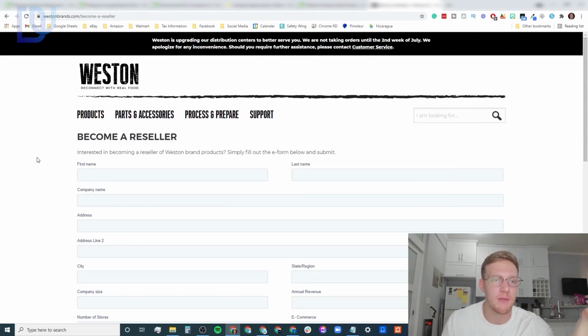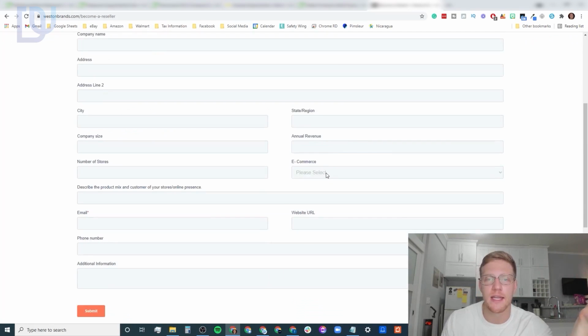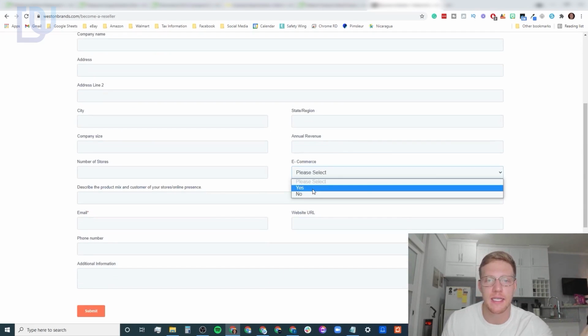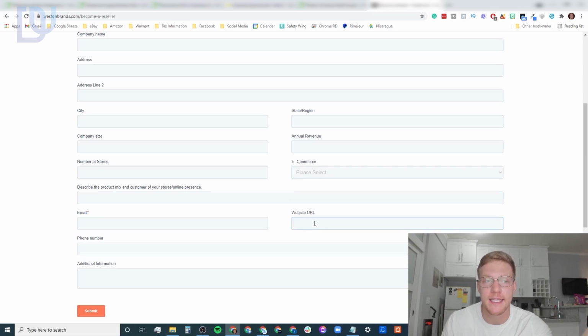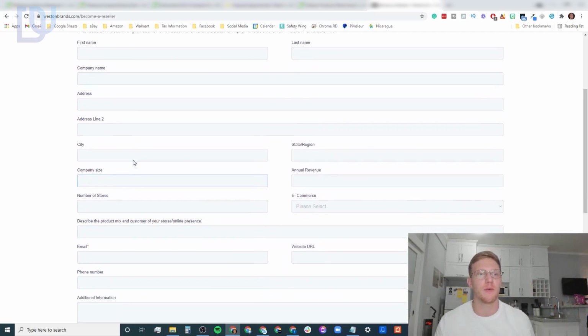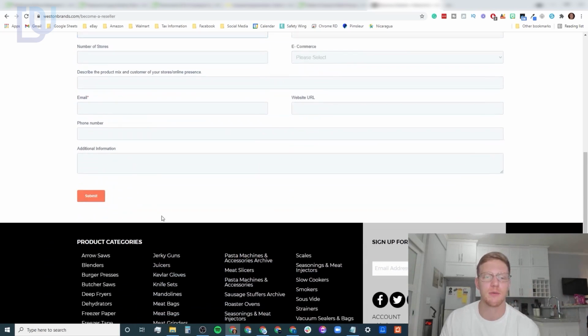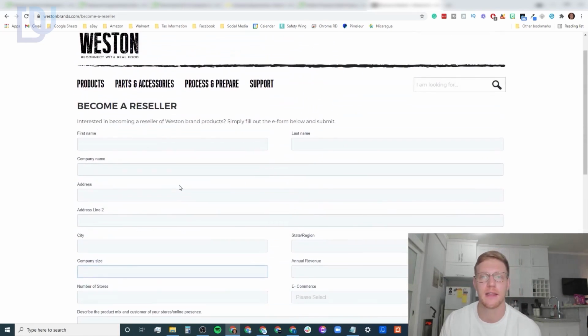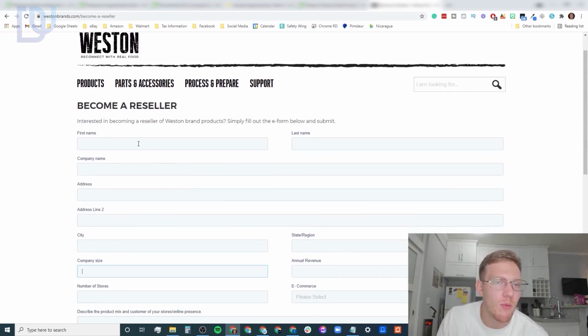It does say become a reseller, interested in becoming a reseller of Weston brand products. That's not saying anything specifically about dropshipping, kind of like what Benchmark said. But if you scroll down, it does say e-commerce, and it does say yes or no, and it does give you the ability to put a website URL in there. So, it does say number of stores, company size. I filled out supplier forms without any of this information, or when they ask for your warehouse size or anything like that. It's up in the air whether they want to.